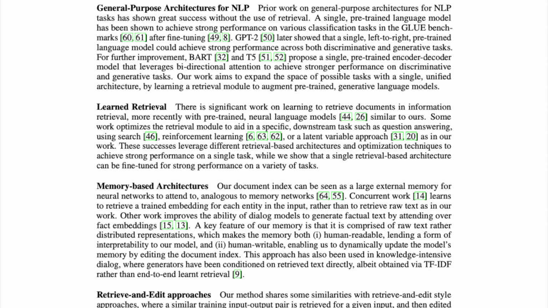General-purpose architectures for NLP. Prior work on general-purpose architectures for NLP tasks has shown great success without the use of retrieval. A single pre-trained language model has been shown to achieve strong performance on various classification tasks in the GLUE benchmarks after fine-tuning. GPT-2 later showed that a single left-to-right pre-trained language model could achieve strong performance across both discriminative and generative tasks. For further improvement, BART and T5 propose a single pre-trained encoder-decoder model that leverages bidirectional attention to achieve stronger performance on discriminative and generative tasks. Our work aims to expand the space of possible tasks with a single unified architecture by learning a retrieval module to augment pre-trained generative language models.